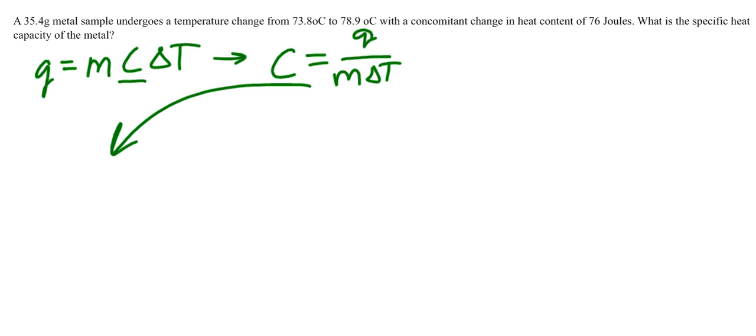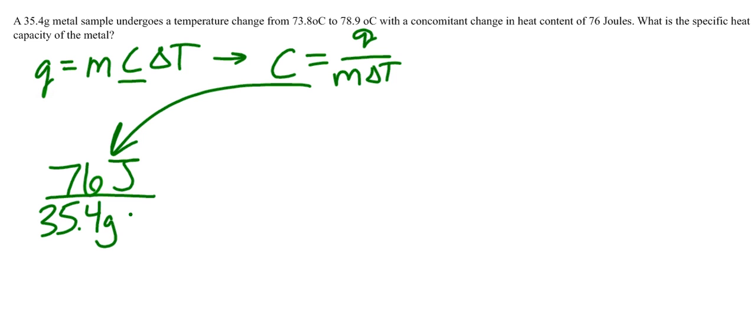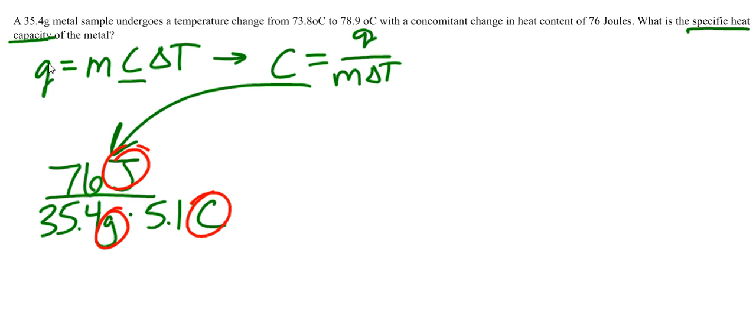Right? And I'm going to go ahead and start plugging my numbers in. Okay, so I'm going to have 76 joules divided by the mass, which is 35.4 grams, times the change in temperature, which in this case is 5.1 degrees Celsius. Now, if you notice here, when I'm solving for specific heat capacity, I'm not going to have any units cancel out because I'm solving for the unit with specific heat capacity, which is, okay, if you take a look, joules per gram degree Celsius.